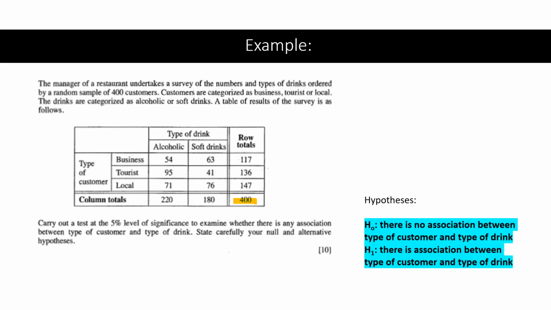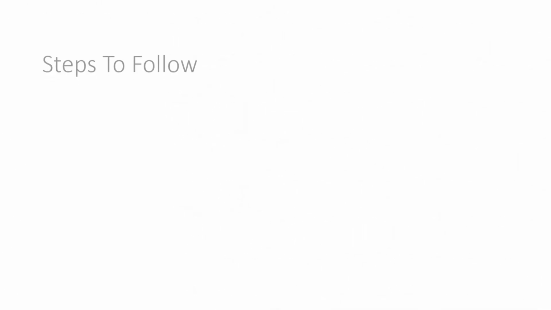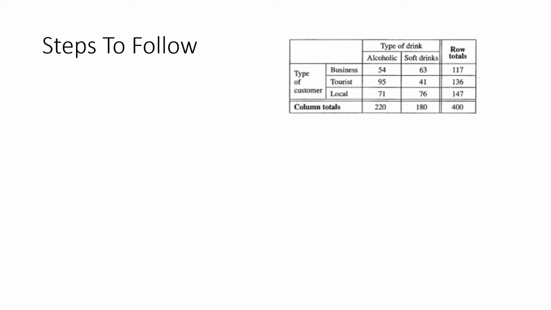Your hypothesis is that there is no association between the type of customer and the type of drink. And then H1, there is an association between the type of customer and the type of drink. So what I'm going to do is break this task down and show you the steps to follow. We've already done our hypotheses, we've already stated them.